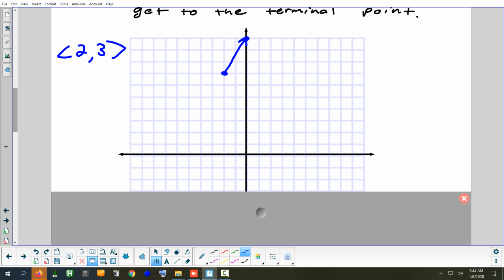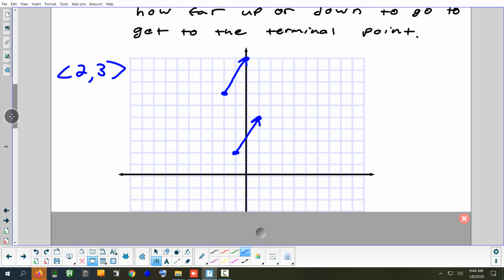You could start over here. Go 2 right, and 1, 2, 3 up. It's fine too. You can start anywhere you want. Now, there is a point that is probably the most common starting point, and usually we do start from this point. You're not wrong if you don't, unless they tell you to.